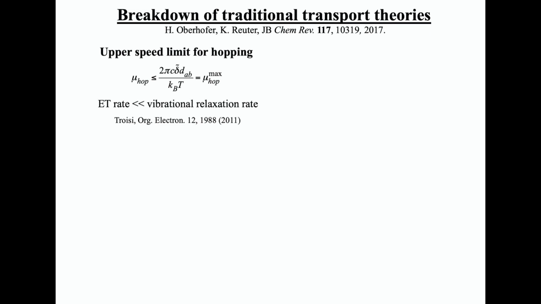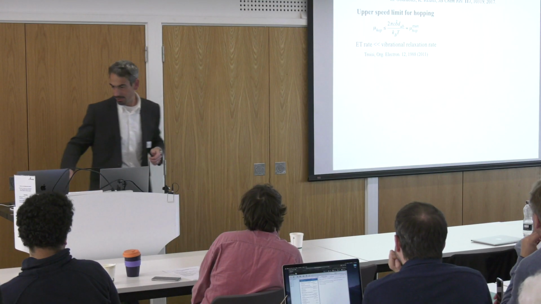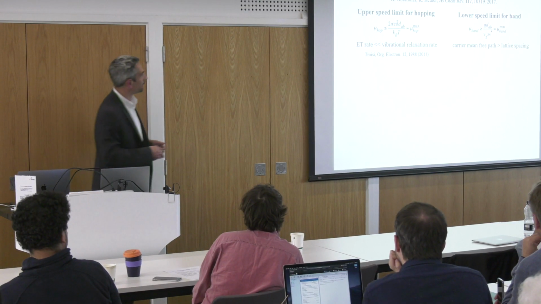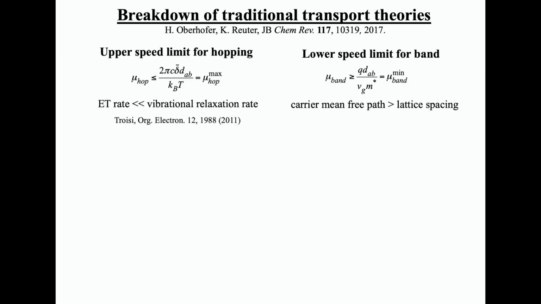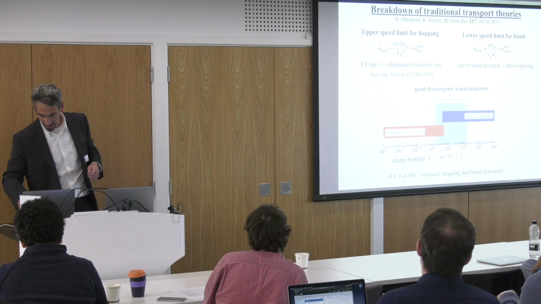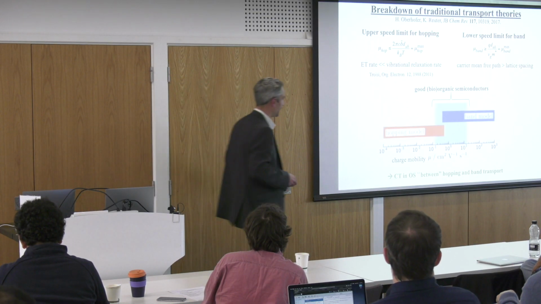So there is an upper speed limit, but there is also a lower speed limit set in band theory, okay? And this obviously comes from the fact that the carrier mean free path must be larger than the lattice spacing so that this theory is valid, and that gives us this lower speed limit. Now if you put the numbers into these approximate equations, then you get something like this.